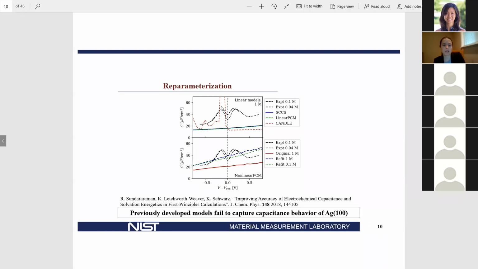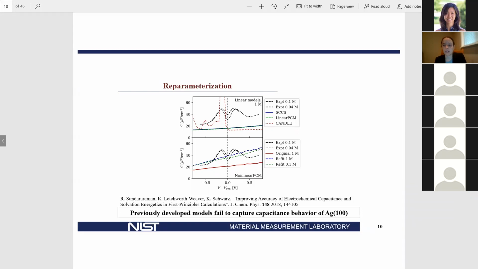I'd just like to mention also that there's a large peak here in the capacitance curve. This is an unphysical peak, and it is caused by the fact that the solvation cavity expands when the surface becomes negatively charged. And so this doesn't reflect anything that is seen experimentally. Even when we reparameterize our solvation models, we still cannot even qualitatively reproduce the experimental capacitance curve.